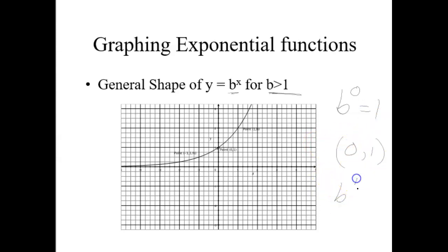If I do b to the first, you'll have the point (1, b). Remember, x goes in the exponent. And if I do b to the negative first, I get 1 over b, so I have the point (-1, 1/b). And you see that here. Here's your (0, 1). Here's your (1, b). And here's your (-1, 1/b). No matter what the base is, even if the base isn't bigger than 1, these patterns still hold. It's just 1 over b becomes not a fraction.